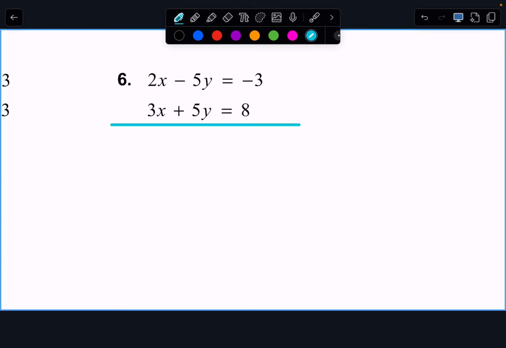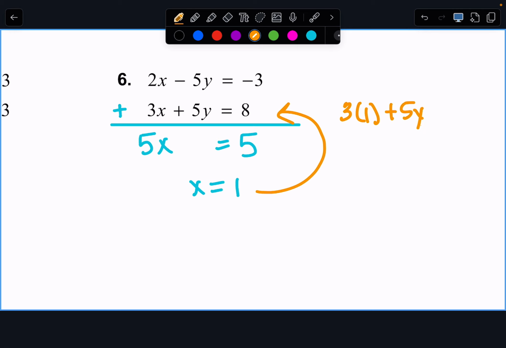For number 6, look, we're already ready for elimination, aren't we? Yes. So I get 5x plus 0y equals 5. How many solutions are we going to get? 1. We're going to get x equals 1, which is totally cool. Then I'm going to throw it back into the second one, 3x plus 5y equals 8.